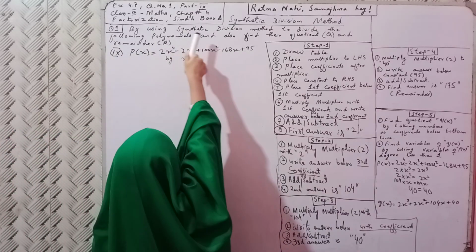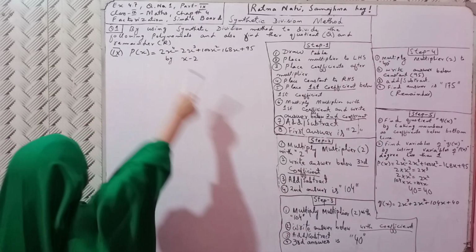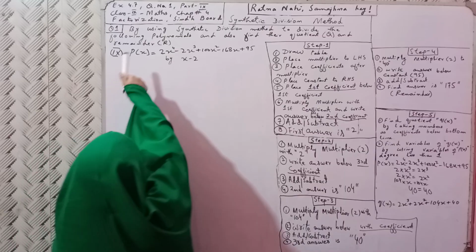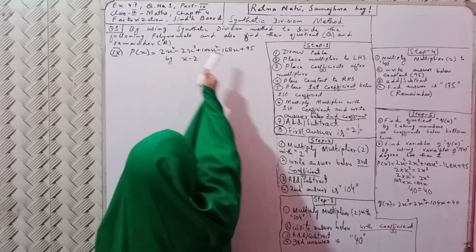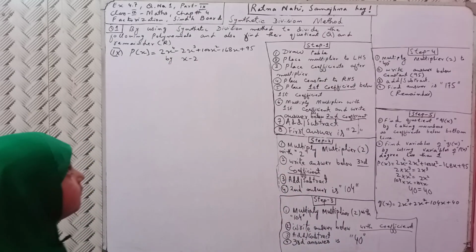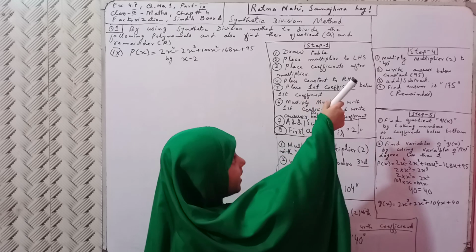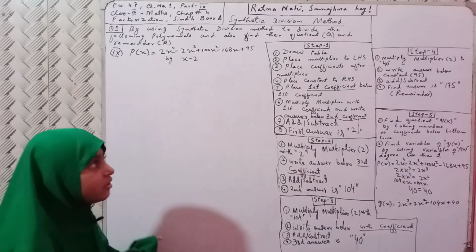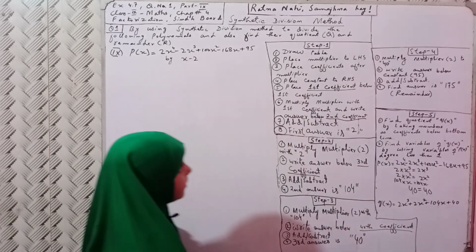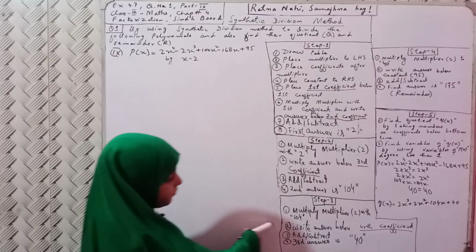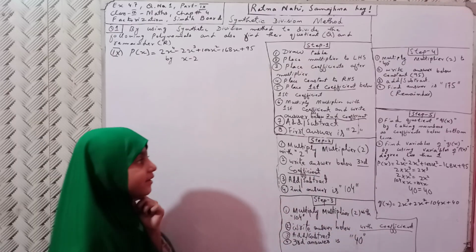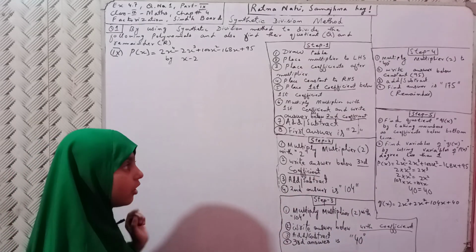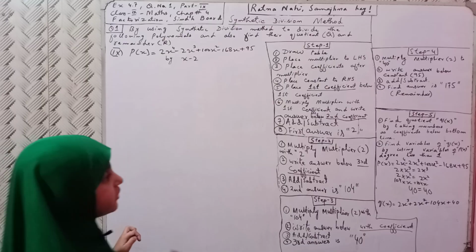Exercise 4.7, question number 1, class 9 maths, chapter number 4, factorization, Sindh Board. We are going to learn the synthetic division method. The book answers are not written, but we can check from the paper. Steps 1, 2, 3, 4 and 5 are written here; there is no step 6, only step 5.